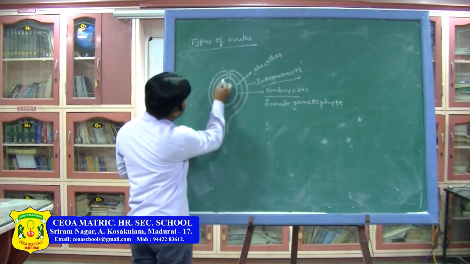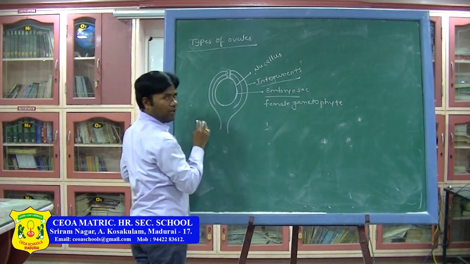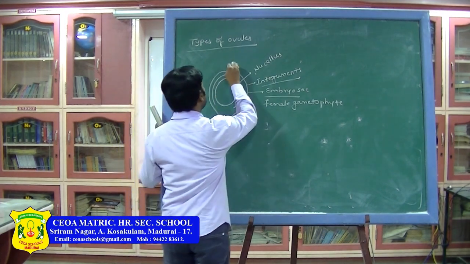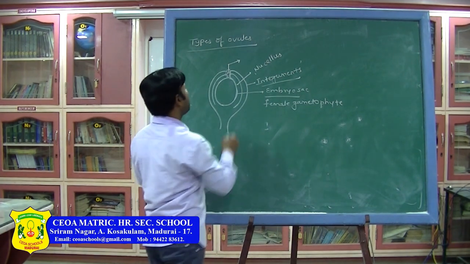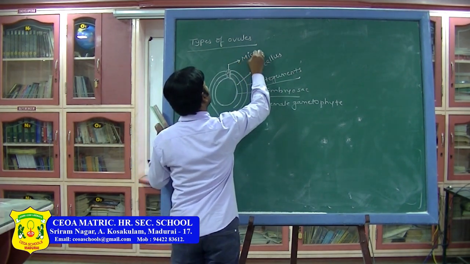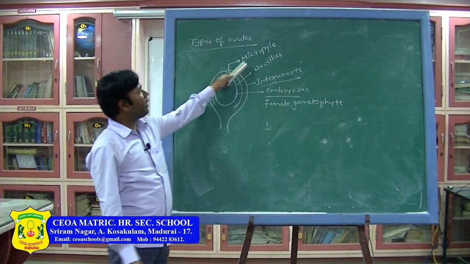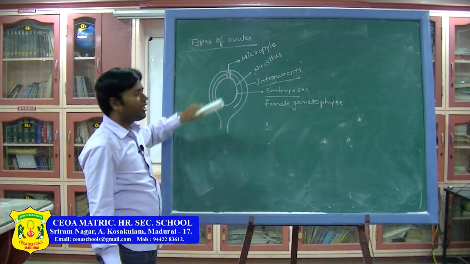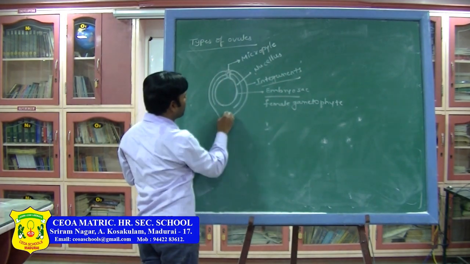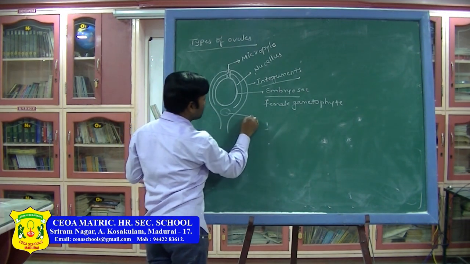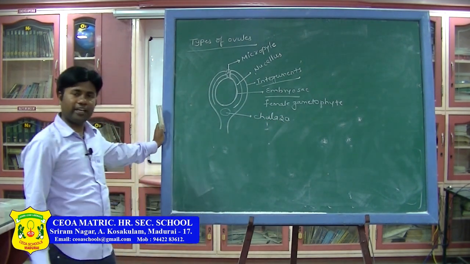Then, due to the formation of the integument, a narrow hole-like structure is formed. This narrow hole-like structure which has formed due to the formation of the integument is called a micropyle. Through the micropyle, the pollen tube enters into the ovule. Then quite opposite to the micropyle is the position called the chalaza.